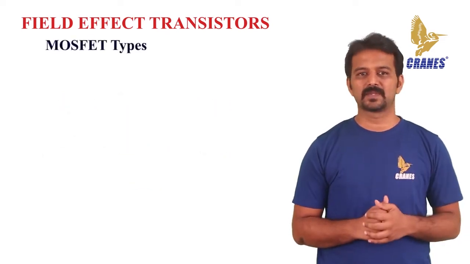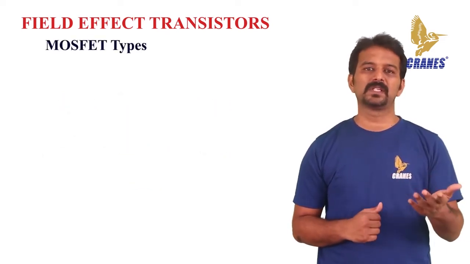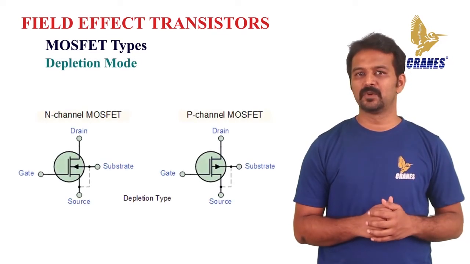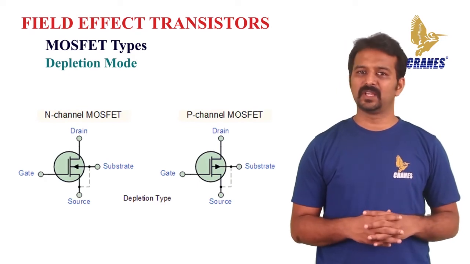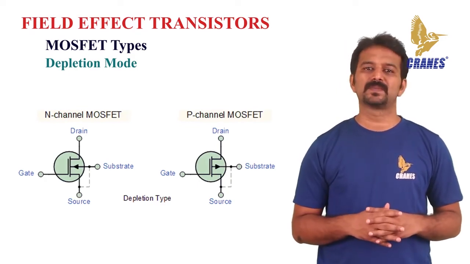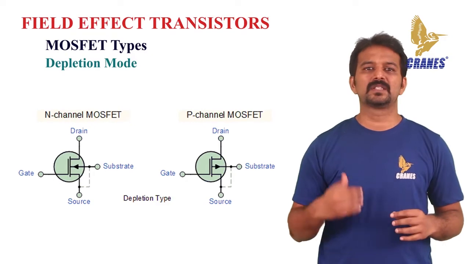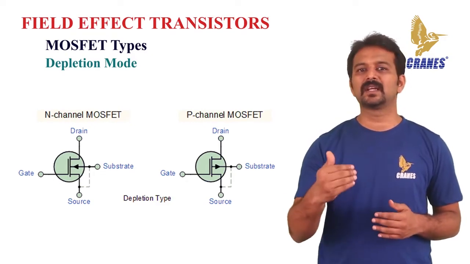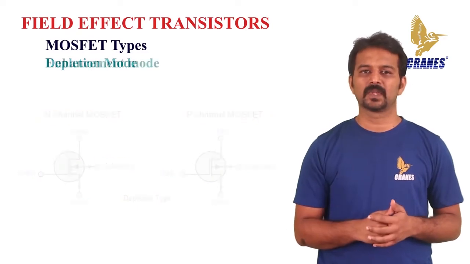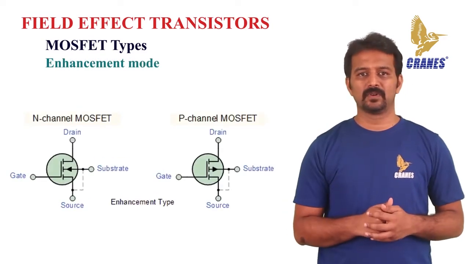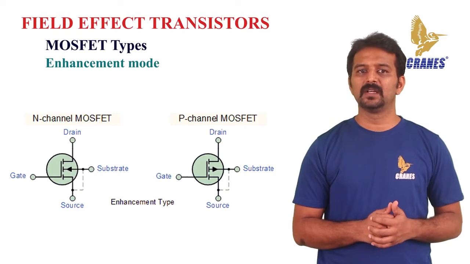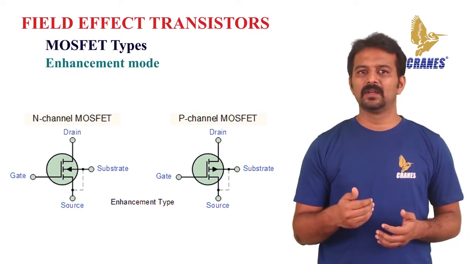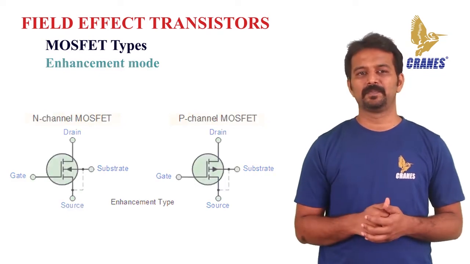The MOSFET types. There are 2 types, the depletion mode and the enhancement mode. Let's look at the depletion mode. When there is no voltage on the gate, the channel shows its maximum conductance. As the voltage on the gate is either positive or negative, the channel conductivity decreases. Looking at the enhancement mode, when there is no voltage on the gate, the device does not conduct. The more the voltage on the gate, the better the device can conduct.